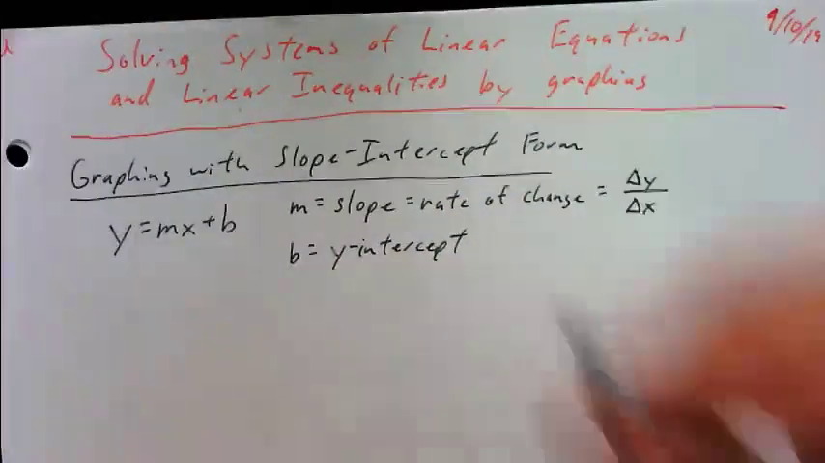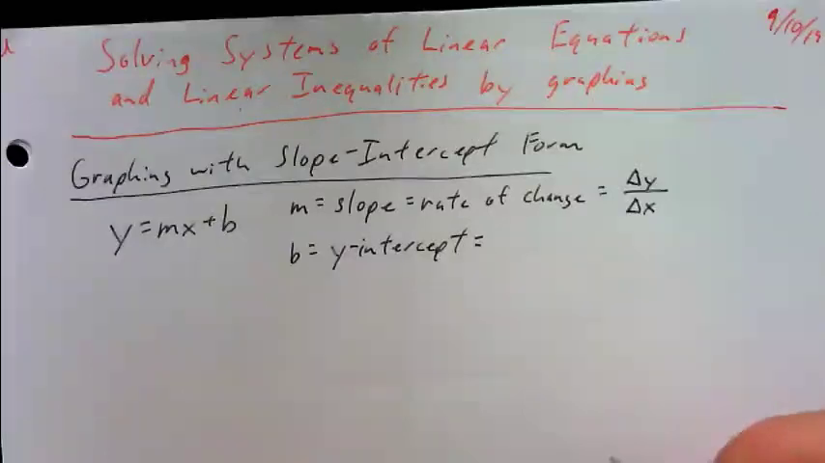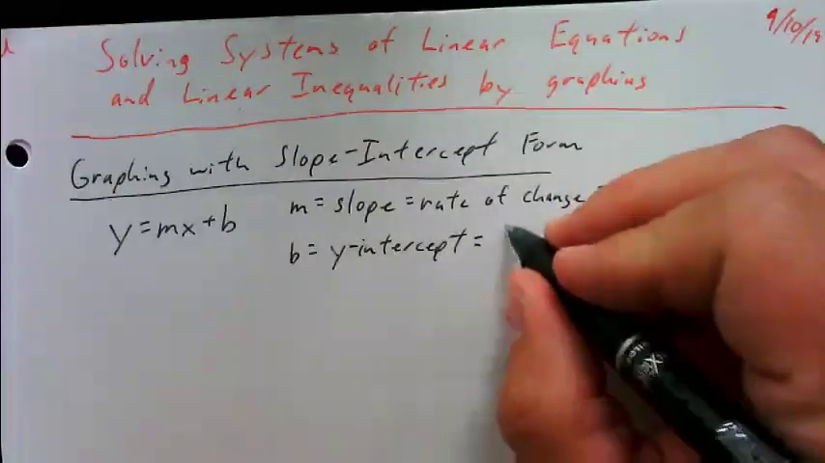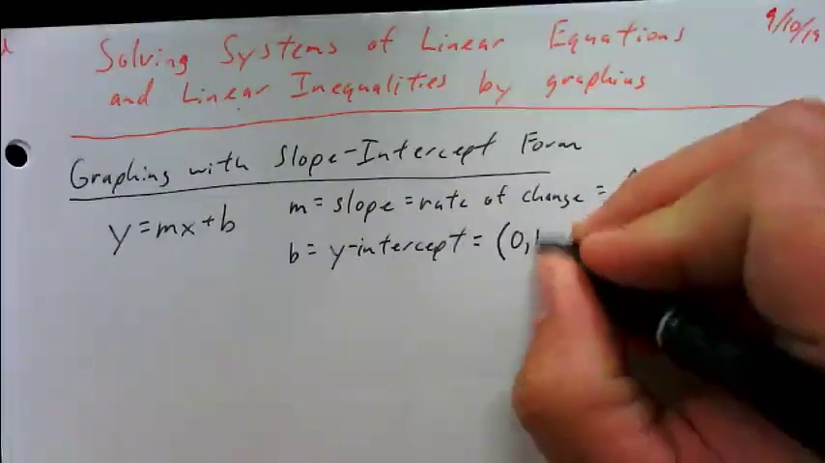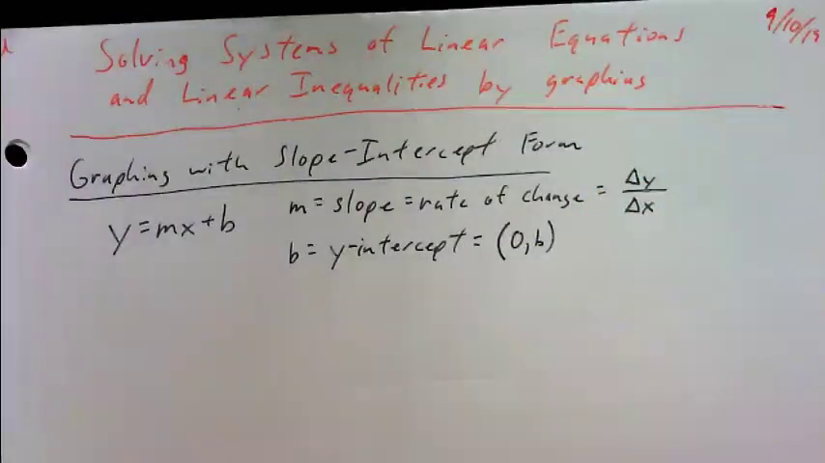Now, when you go to graph it, you can graph it as a coordinate point. For the y-intercept, it's always going to be a 0 for the x, and then whatever the b is. So 0, comma b, if you're graphing it as a point. So again, wherever it's intersecting the y-axis. So those are the basics you need to know in order to graph.